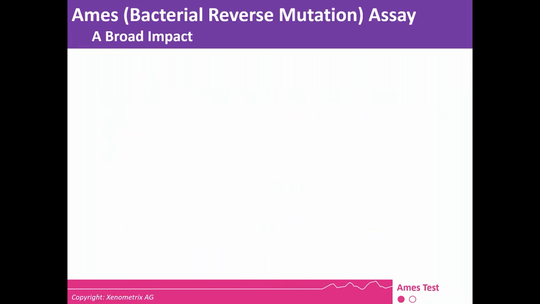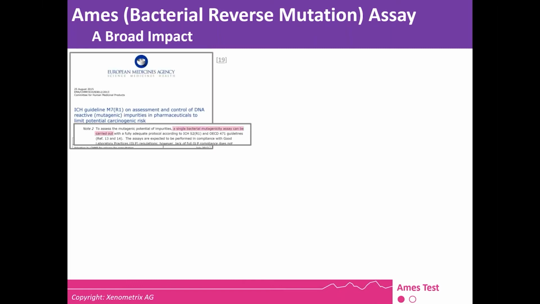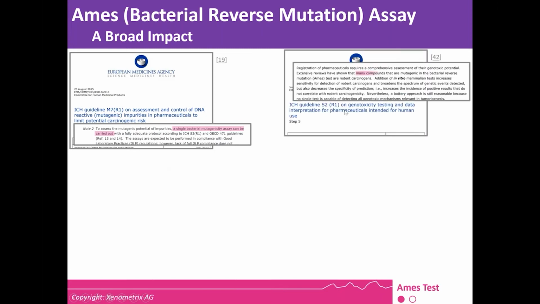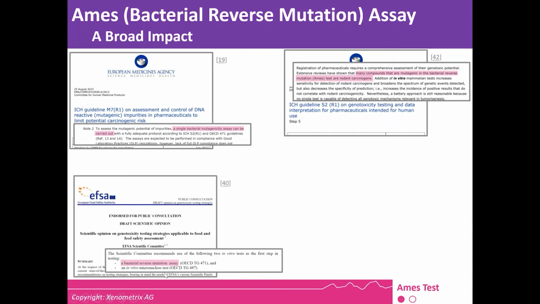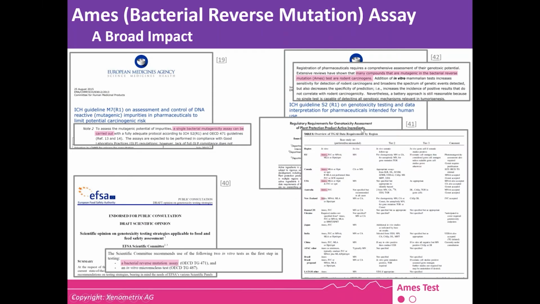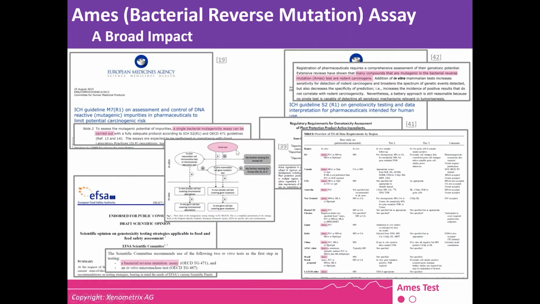The Ames test, otherwise known as the bacterial reverse mutation assay, has had a very broad impact over the last tens of years. As you can see here, it's mentioned in the ICH guideline on the assessment and control of DNA reactive impurities in pharmaceuticals, as it is for the interpretation of the results of data from pharmaceuticals intended for human use. And the EFSA suggests it as one of the 2 in vitro tests for the first steps of assessing food and feed safety assessment, and for plant protection product active ingredients it is basically the only assay that is used by a plethora of countries. This is also the EU REACH.